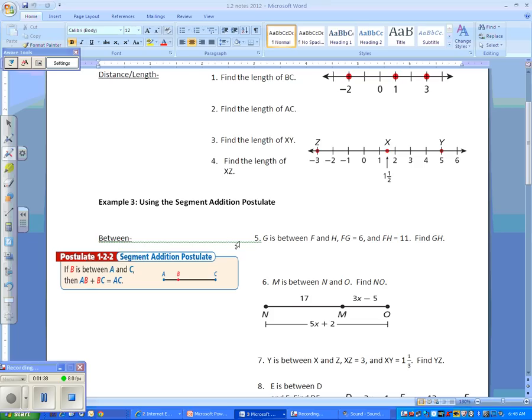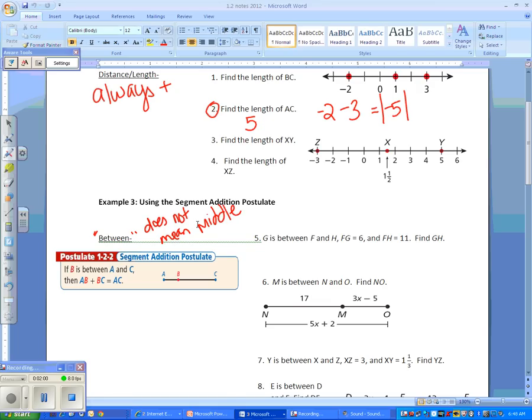Example 3. Okay, so we're still talking again about segments. And some important keywords that you need to know for this section is the word between. I want you to write down that the word between does not mean middle. It's hard for me to explain what between means, but I know for sure it does not mean middle.